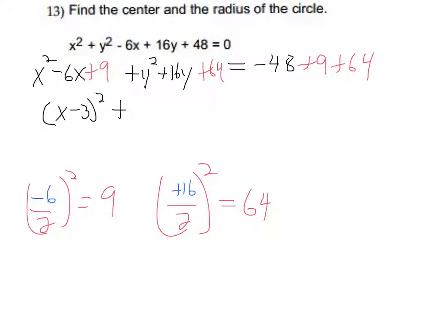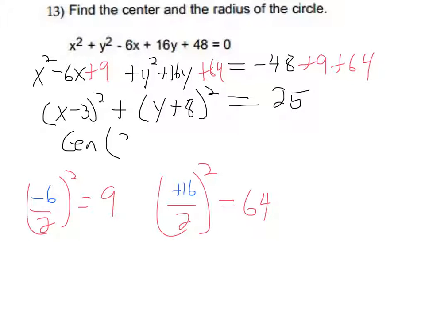All right. And that creates y plus 8 squared, perfect square. On the right side, this all adds and subtracts to 25. Wonderful. Now, to get the center, it's what makes this 0 and what makes this 0. So that would be the center is 3 comma negative 8. Again, what makes this 0 is 3. What makes this 0 is negative 8.